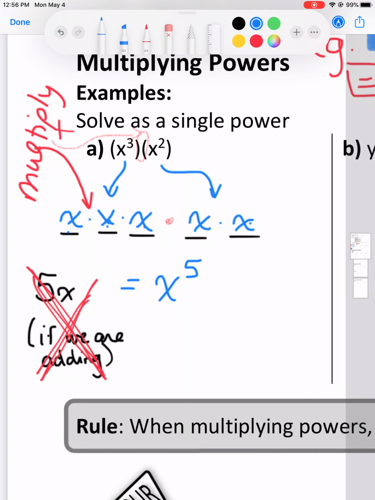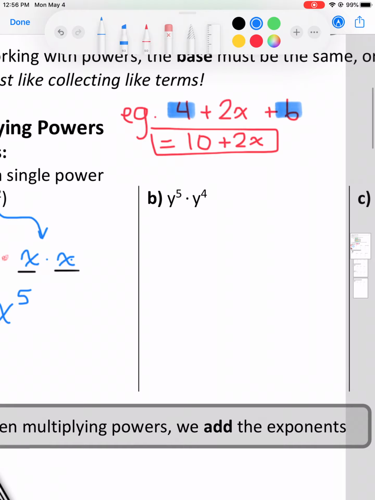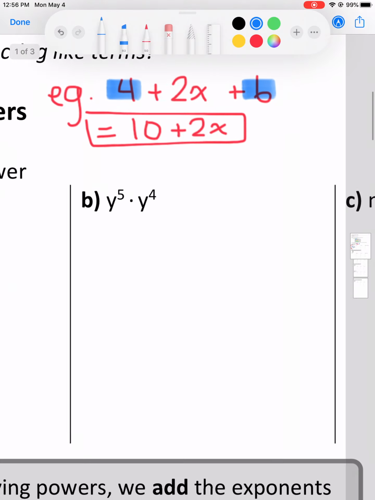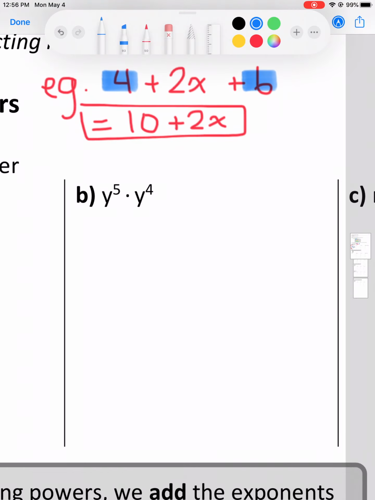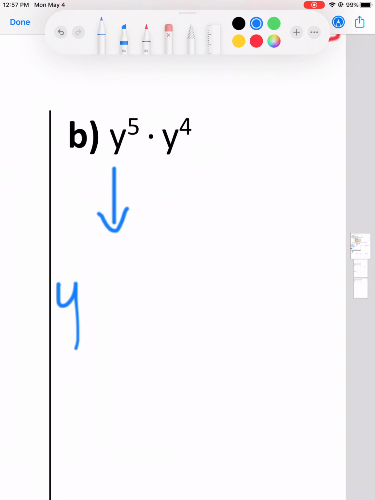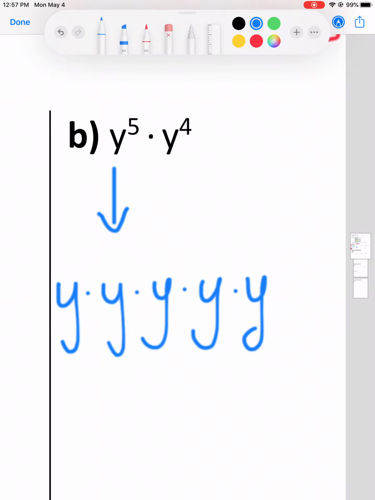We're going to go through lots of examples. Let's do it again. y to the power of 5. What does that look like? It is y times y times y times y times y. Remember, this means multiply.